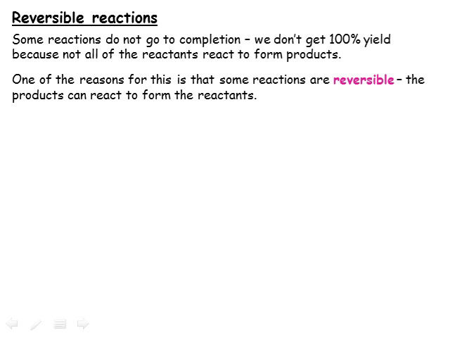In this topic we're going to be exploring the idea of a dynamic equilibrium in chemistry and how it determines the conditions under which reactions are carried out in industry in order to maximise the efficiency of product production. The starting point is to understand that some reactions are reversible. The reactants can form the products, but the products can also react together to form the reactants.